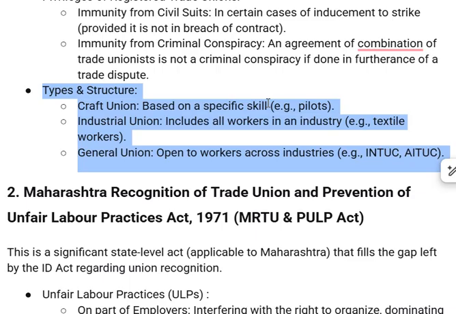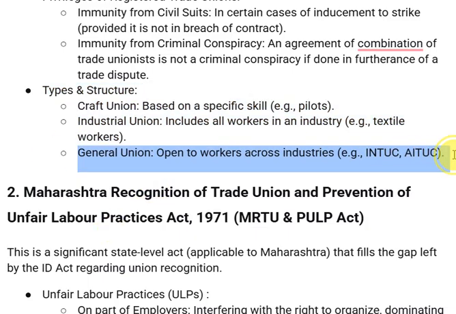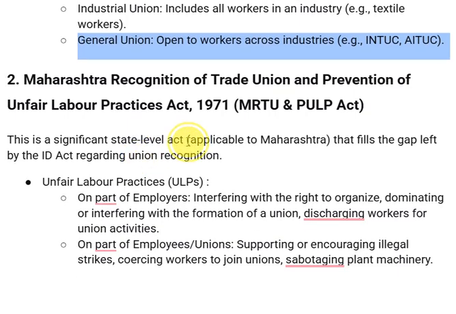An industrial union. Industrial union includes workers from an industry completely. For example, textile workers association, where all workers working in textile companies are part of an industrial union called textile workers union. A general union is open to workers across industry. A general union is like INTUC, ITUC, etc., which are open to every worker from any type of industry.